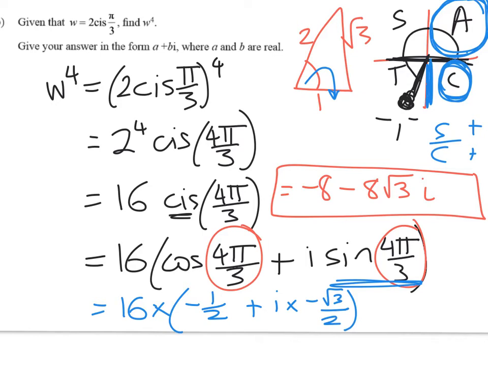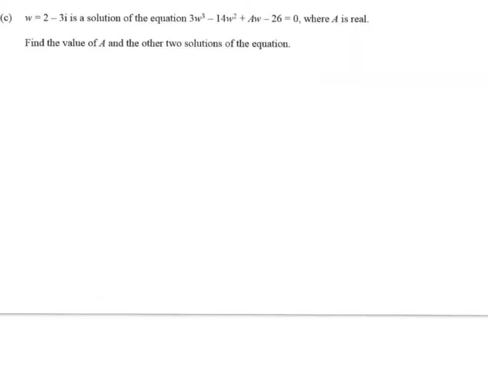Right, on to part C. Right, so w equals 2 minus 3i is a solution of this equation. So what do we know? Well, we know that a, this coefficient, is real and we have to figure it out. We know that it's a cubic, so it must have 3 roots or solutions.